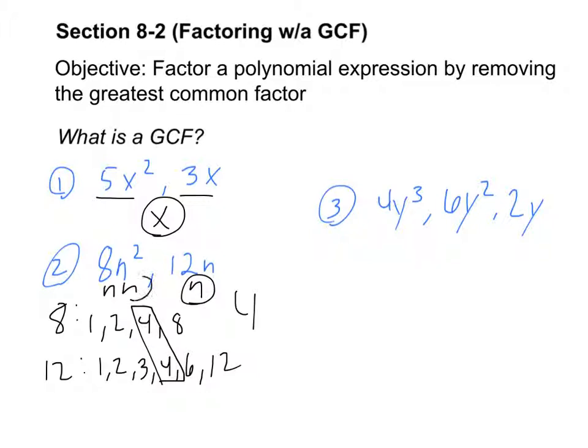We have how many n's that are in common in both terms? We have one n that's in both of these terms. So my GCF for number 2 would be 4 times n.